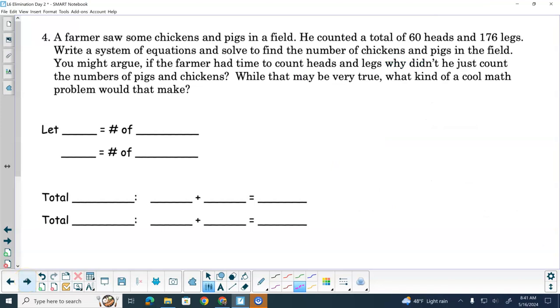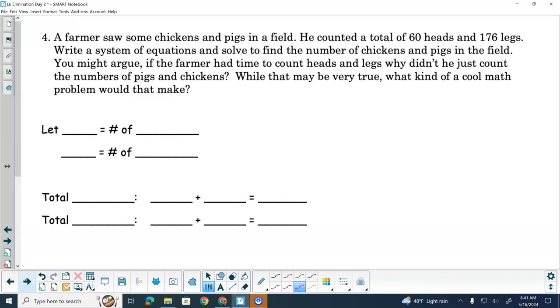I would like to skip to number 4 because I would like to do a word problem and then we can solve the word problem using elimination. Okay? A farmer saw some chickens and pigs in a field. He counted a total of 60 heads and 176 legs. Write a system of equations. That means we need to write 2 equations to find the number of chickens and pigs in the field.